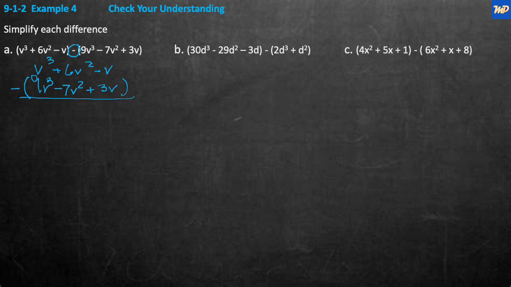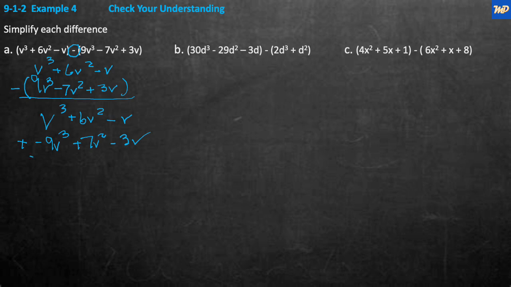Okay. Now, in order to fix this, they would like us to convert all these terms to their opposites. So I'm going to do that. I'm going to say v cubed plus 6v squared minus v. Now I'm going to say plus minus 9v cubed. Okay, so this is a minus, plus a minus 9v cubed. And minus 7 becomes a plus 7, plus 7v squared, and a plus makes it a negative 3v.